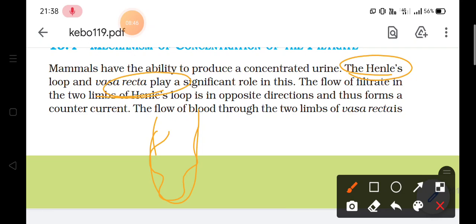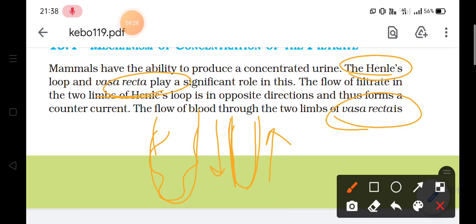So what will happen when this filtrate flows through the two limbs of the Henle's loop? This is the Henle's loop. One limb is coming downward, so it is known as descending. The other limb is moving upward, so it is known as ascending. So when the filtrate is passing through these two limbs, it is moving in opposite directions, as we are able to see. Here the filtrate will come downward and in this limb it will move upward. So the filtrate is moving in opposite directions, and in this way it is forming a counter current mechanism. Then the next tube that is present is the vasa recta.